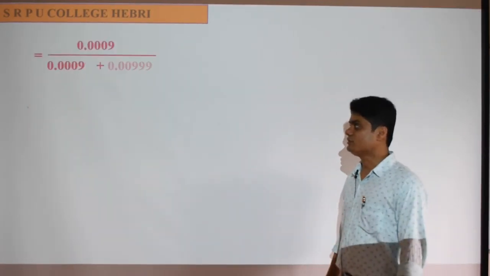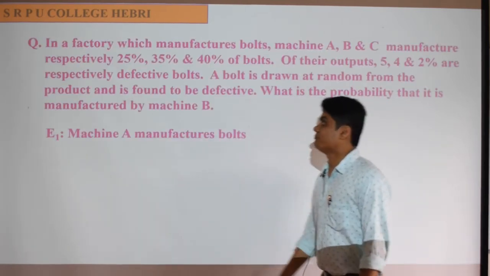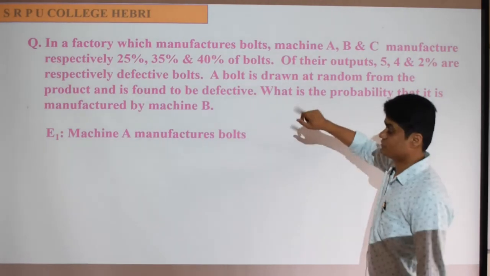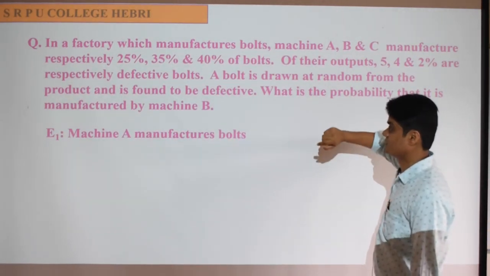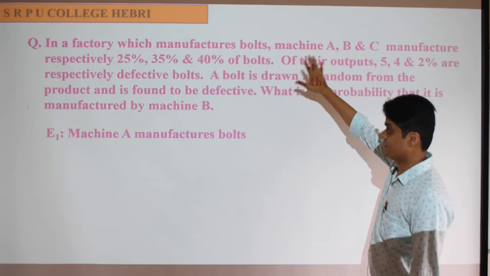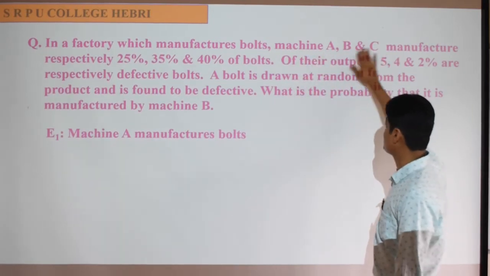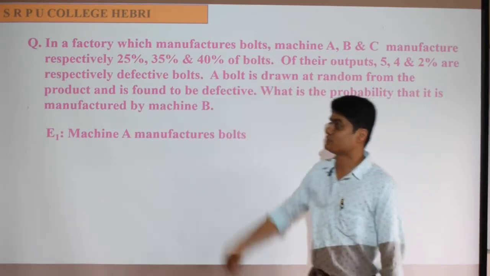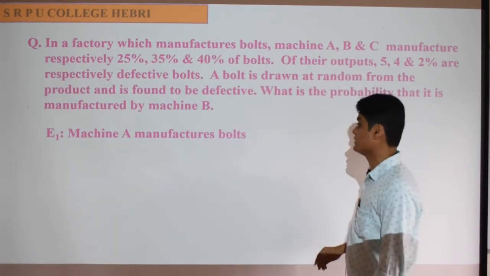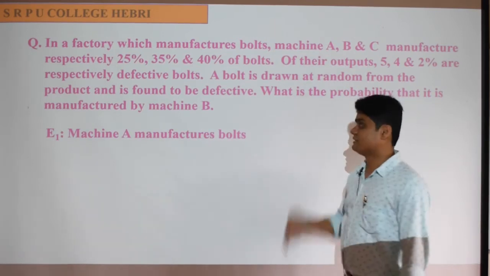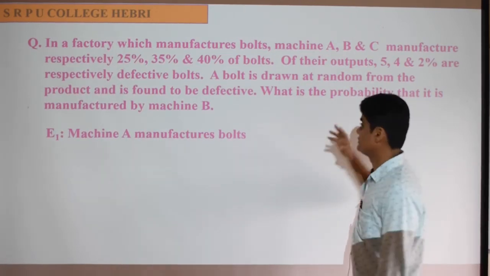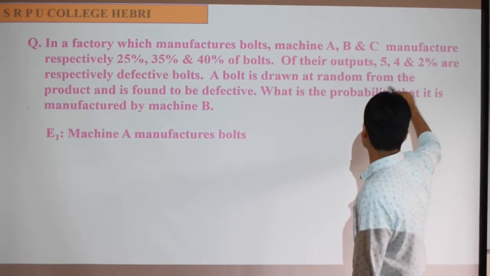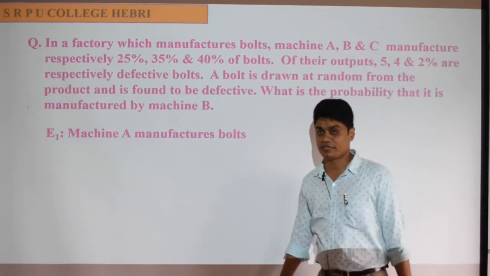Next question from Bayes theorem. In a factory which manufactures bolts, machines A, B, C manufacture respectively 25%, 35%, 40% of the bolts. Of their outputs, 5, 4 and 2% are respectively defective bolts.